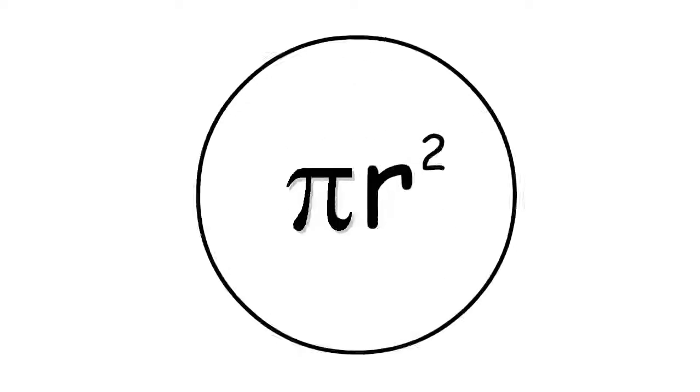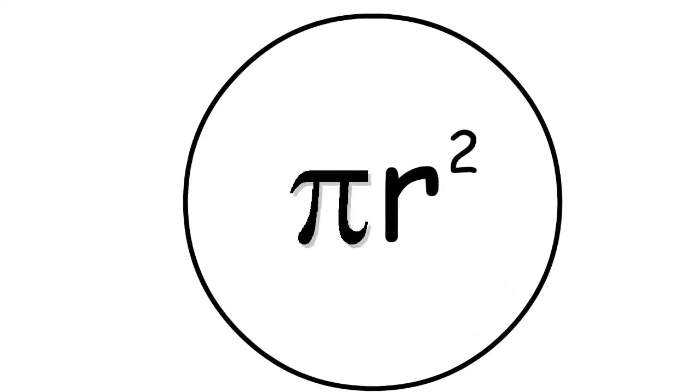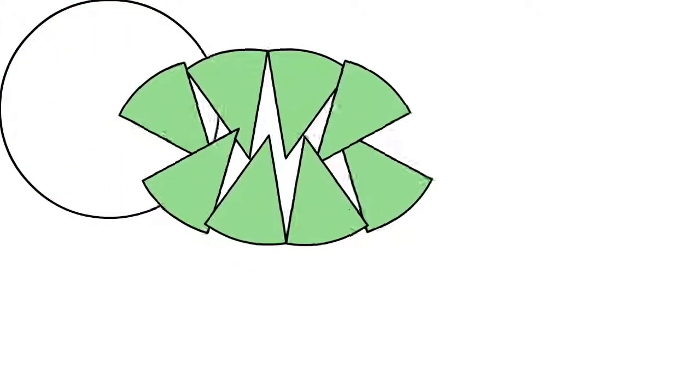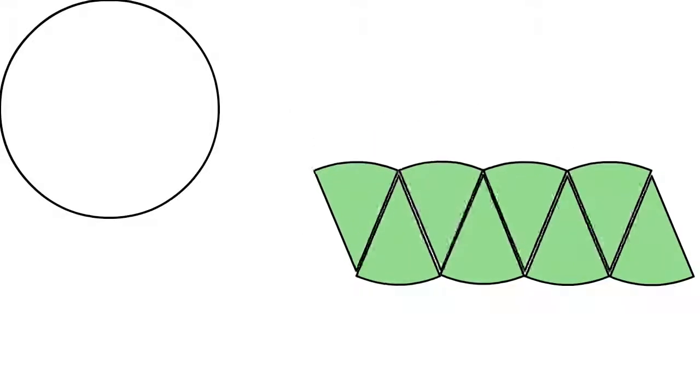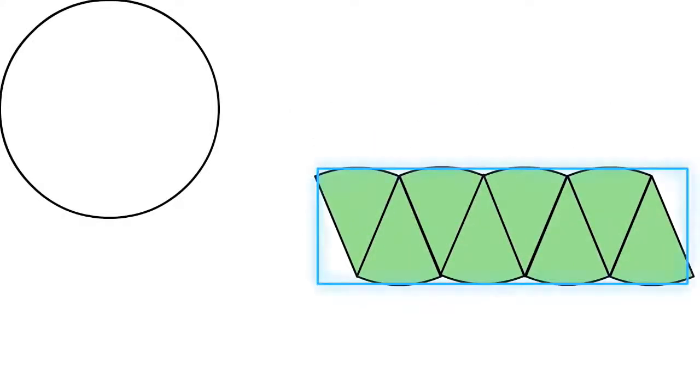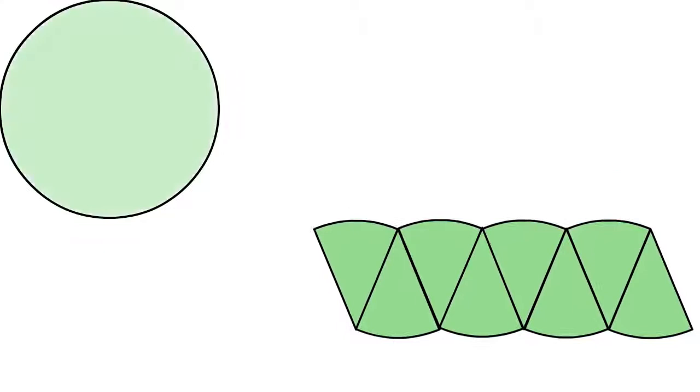Pi r squared gives you the area of a circle, but where does pi r squared come from? First, we'll draw a circle and fill in its area. Next, we will divide it into large equal parts and arrange them in a rectangular formation. As you can see, it barely resembles a rectangle.